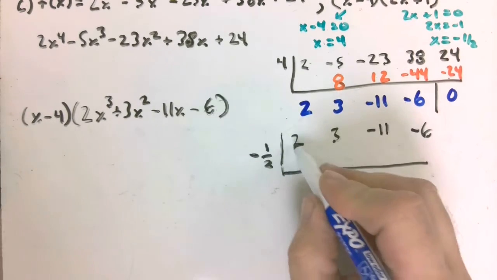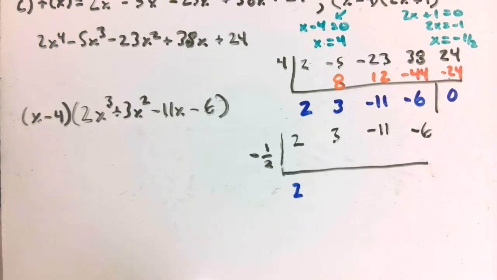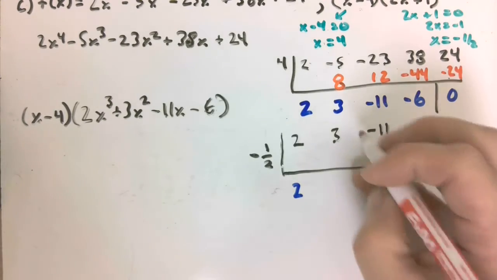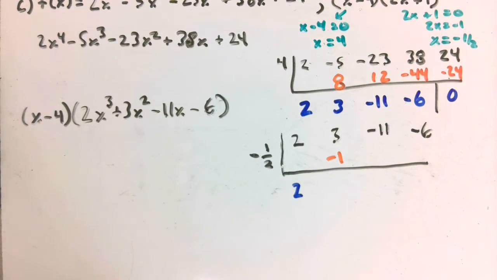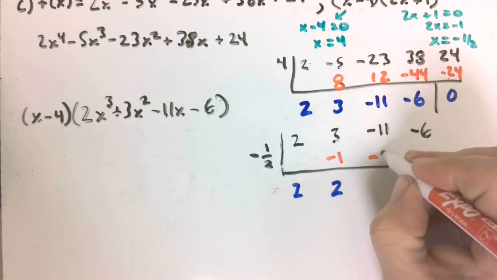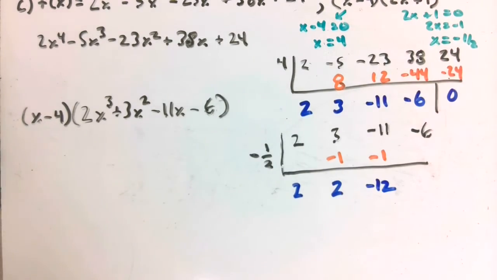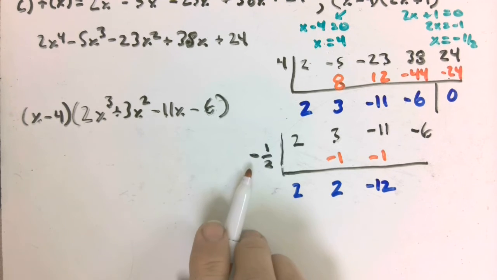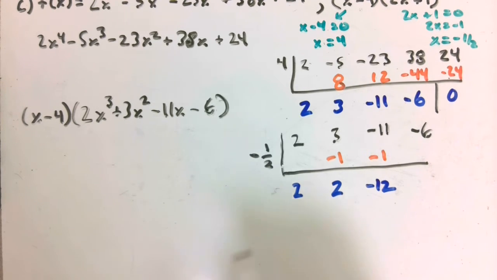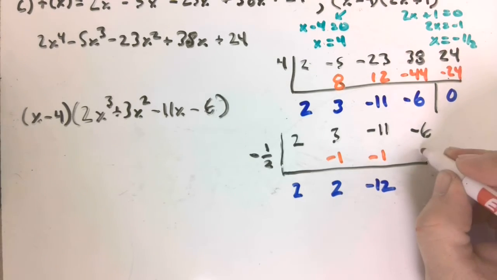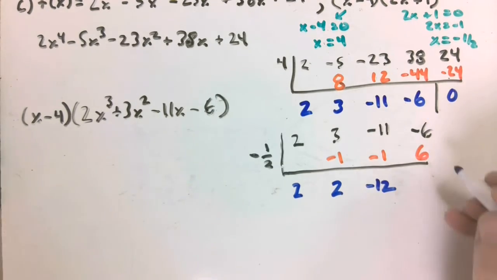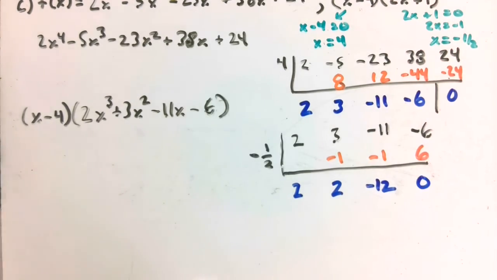From there, 2 plus nothing is 2. 2 times that negative 1/2 in front is a negative 1. 3 minus 1 is 2. 2 times negative 1/2 is a negative 1. Negative 11 minus 1 is negative 12. Negative 12 times negative 1/2, we have a negative times a negative, that's a positive, and 12 times a half is 6. And negative 6 plus 6 is 0.